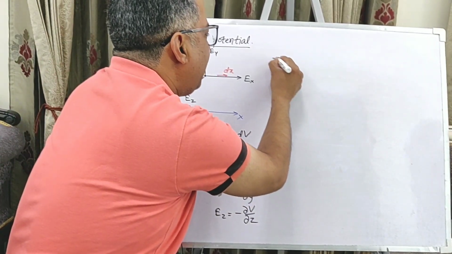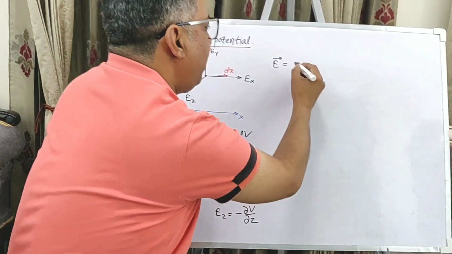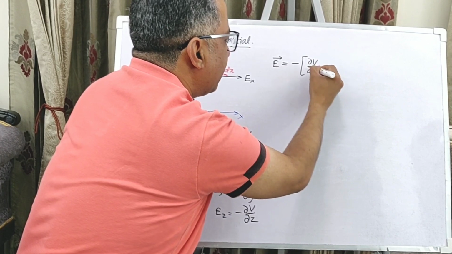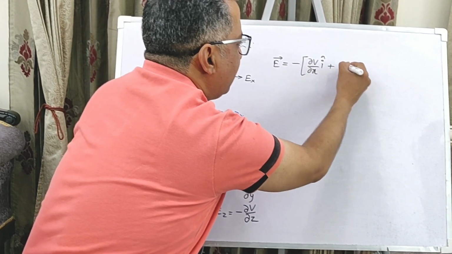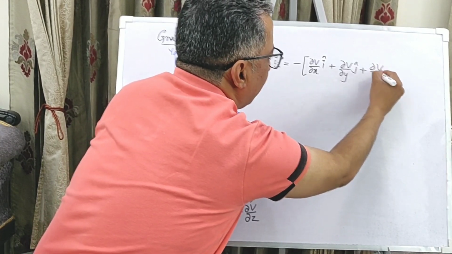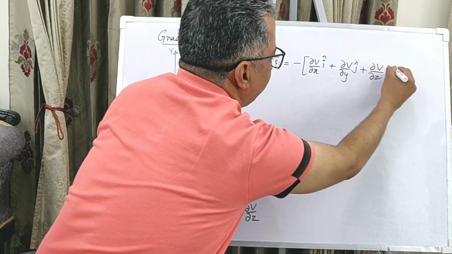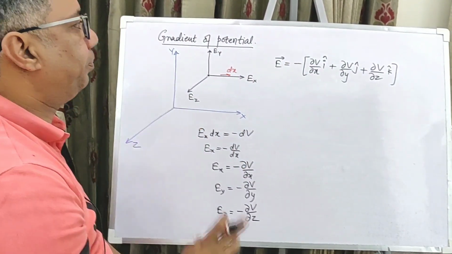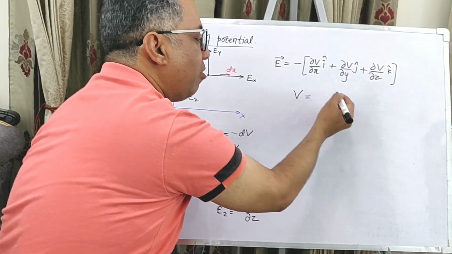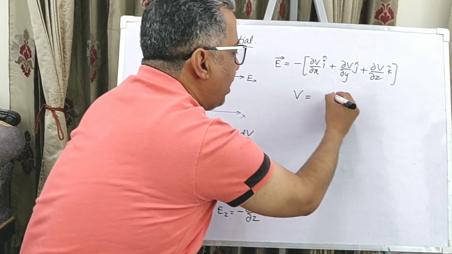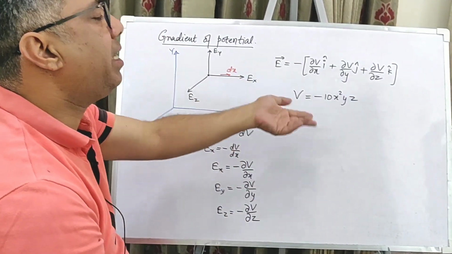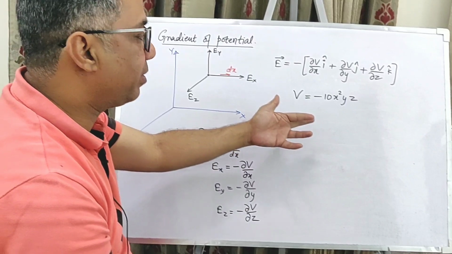So the electric field E at any location can easily be calculated as minus del V by del X I cap minus del V by del Y J cap minus del V by del Z times K cap. Now this means that if you are given the potential as a function of x, y and z, let's say 10x minus 10x square y z, then can you find the electric field as a function of x, y and z? Of course, it's very easily done.